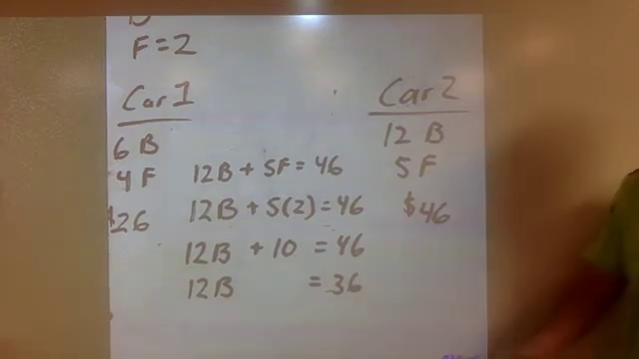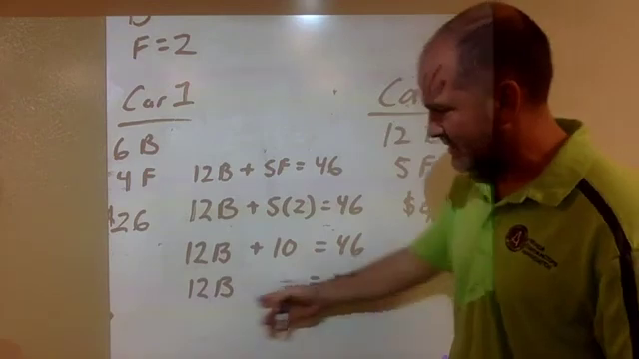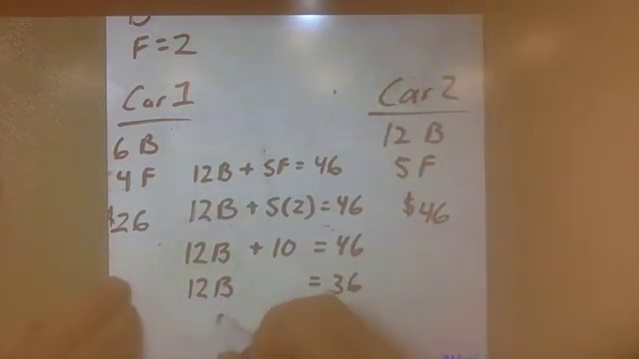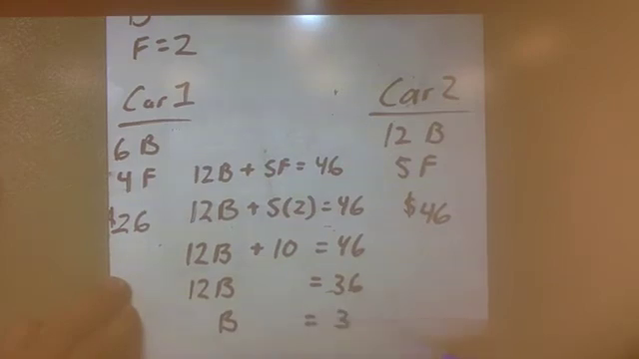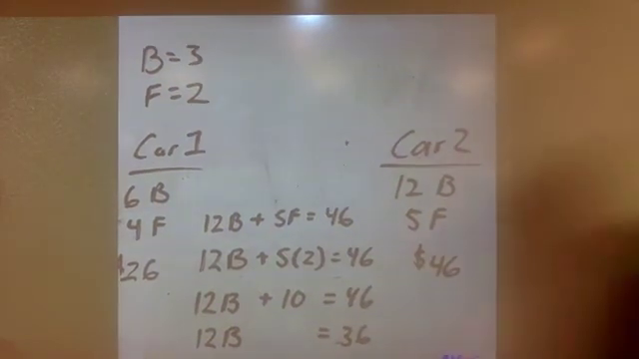12 burgers cost $36. So how much does 1 burger cost? You have to divide that by 12, because you bought 12 of them. Divide by 12, and you get 1 burger is equal to $3. 36 divided by 12, and now we're done. Our burgers were $3, our fries were $2, and it works.